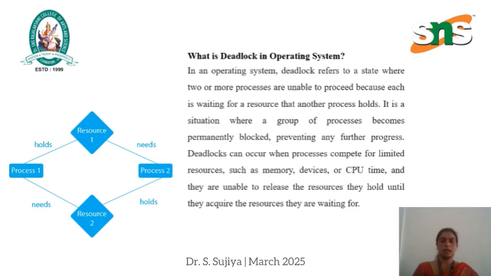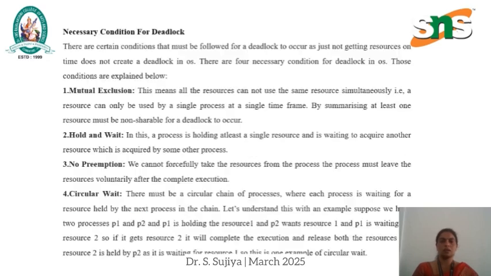So this is the diagram here. Resource 1 and resource 2 are shared by process 1 and process 2. Here resource 1 is held by process 1, which is needed by process 2, and resource 2 is held by process 2, which is needed by process 1. So this is the situation where a deadlock occurs.